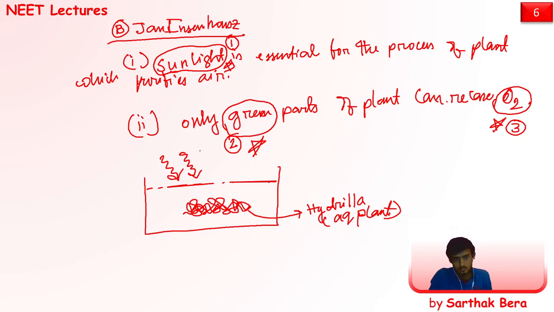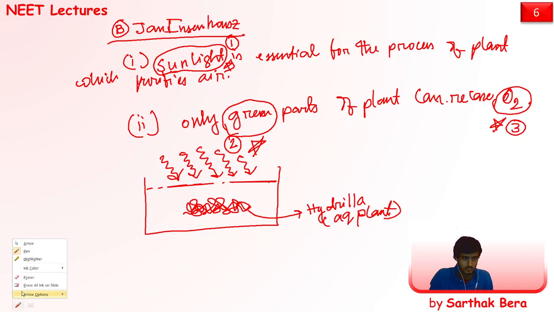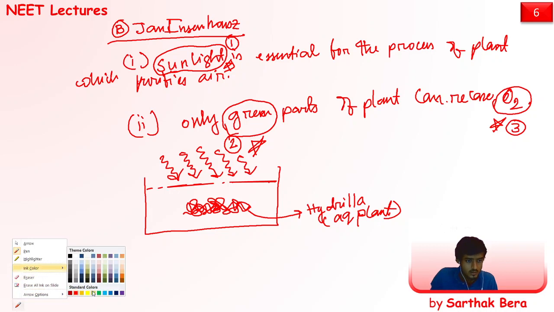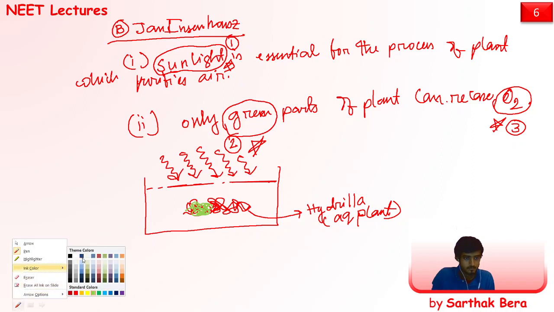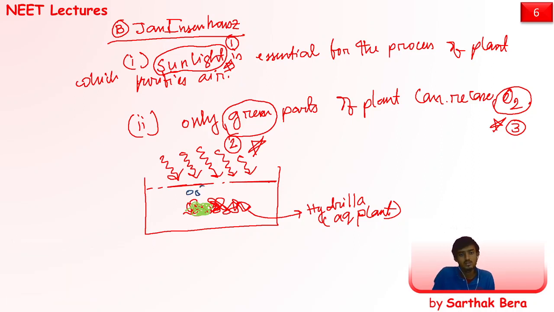So in the presence of the sunlight, he has seen that only the green parts, only the green parts, only the green parts of the hydrilla released oxygen. Okay, this is oxygen, whereas the non-green parts did not release oxygen.